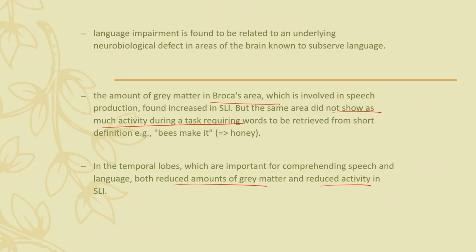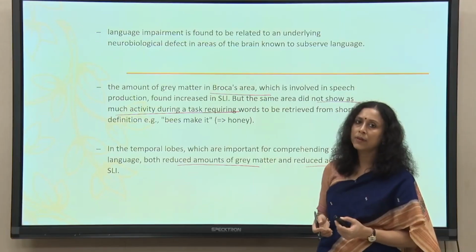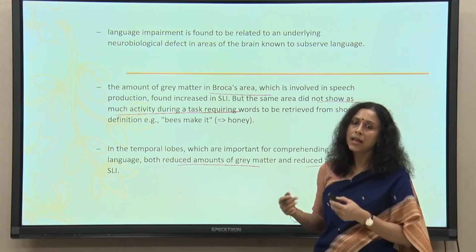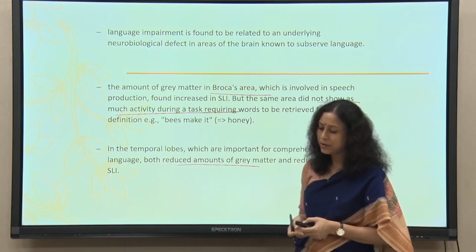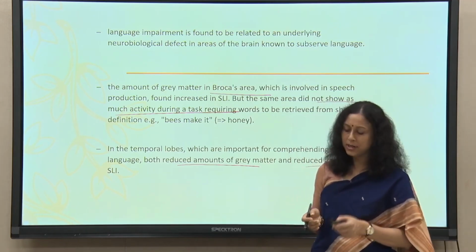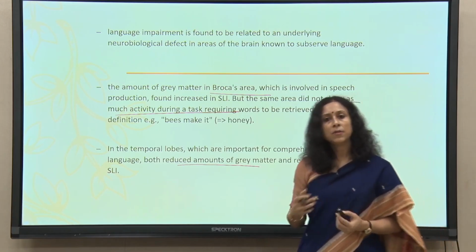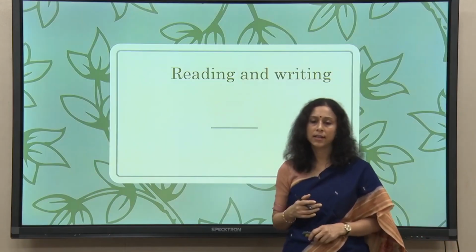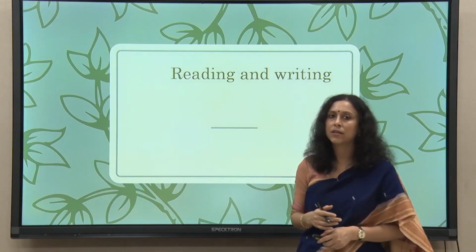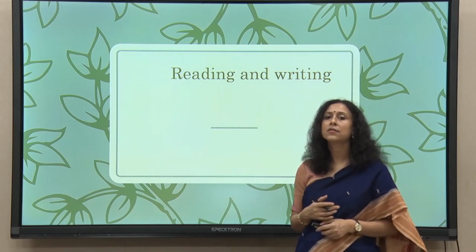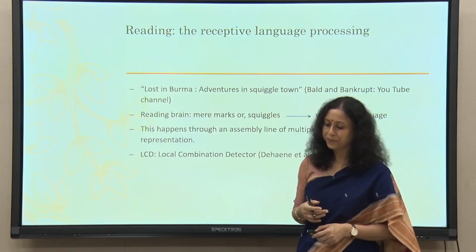So, in the case of Broca's area, the production area, there is heightened gray matter but lower activity. In the temporal lobe, that is roughly the Wernicke's area, the amount of gray matter is reduced, as well as the activity level. So, SLI also has a strong neural underpinning.